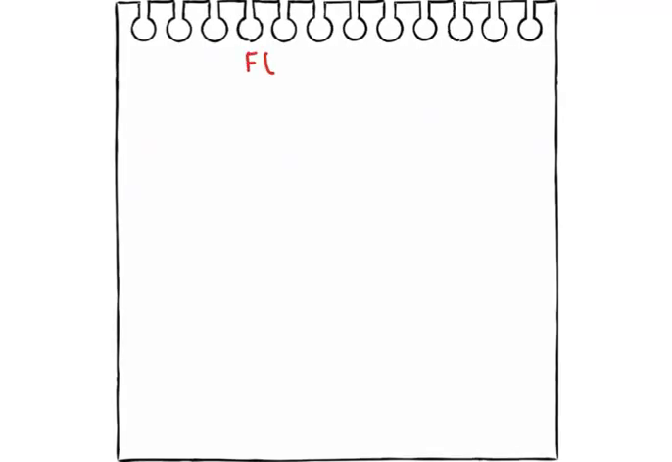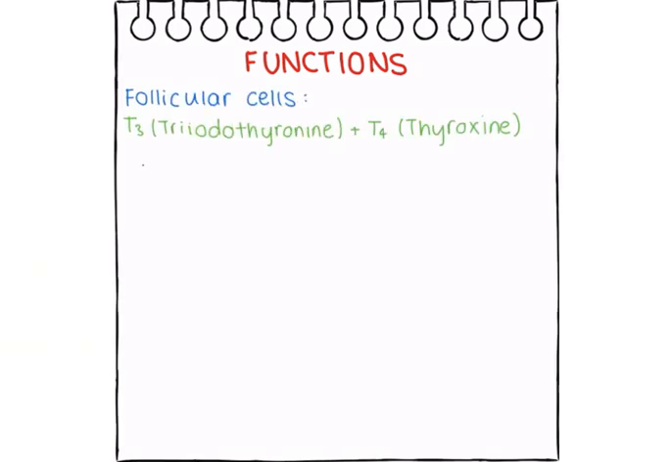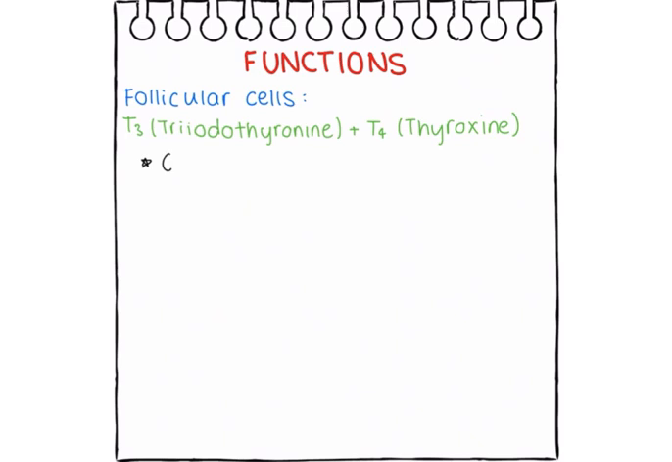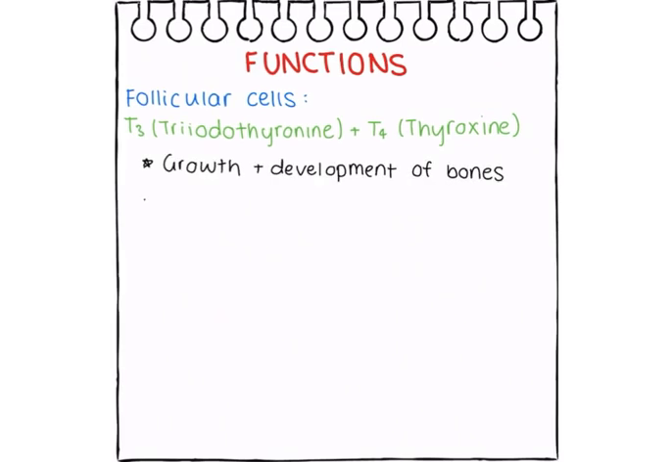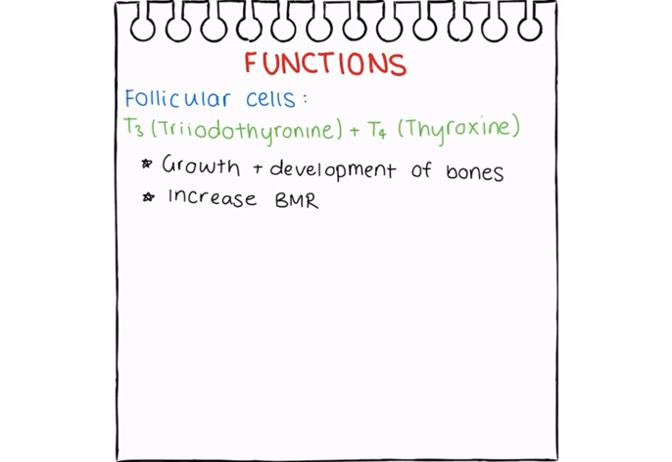Anyways, now for the functions of these hormones. We know now that the follicular cells produce T3, or triiodothyronine, and T4, or thyroxine. The functions of these hormones are numerous. To name a few, they are responsible for growth and development of the bones, increasing basal metabolic rate, and increasing heart rate and contractility.